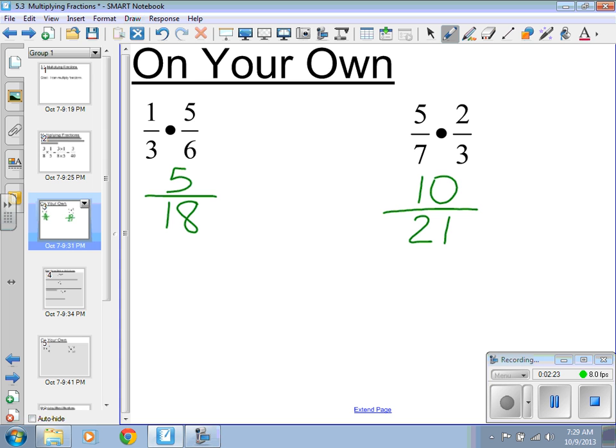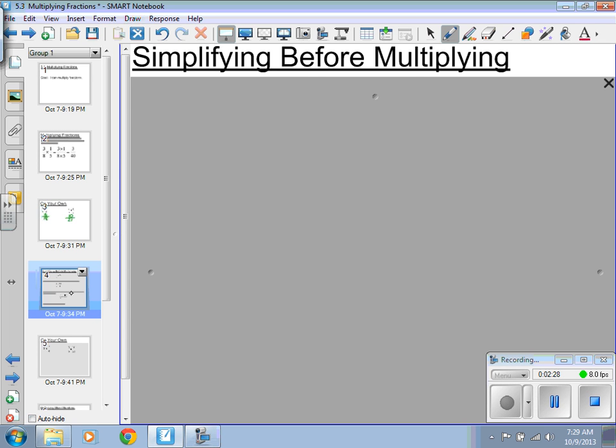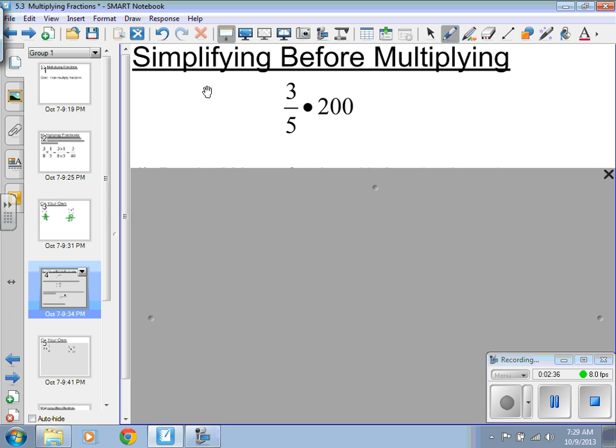Moving on to our next slide. Again, pause it if you're not ready. Simplifying before multiplying. This is my favorite way to multiply, when it's possible, of course. We have the problem 3/5 times 200. As I shared in class, please make sure that you write down all of the problems that I share with you in today's lesson.